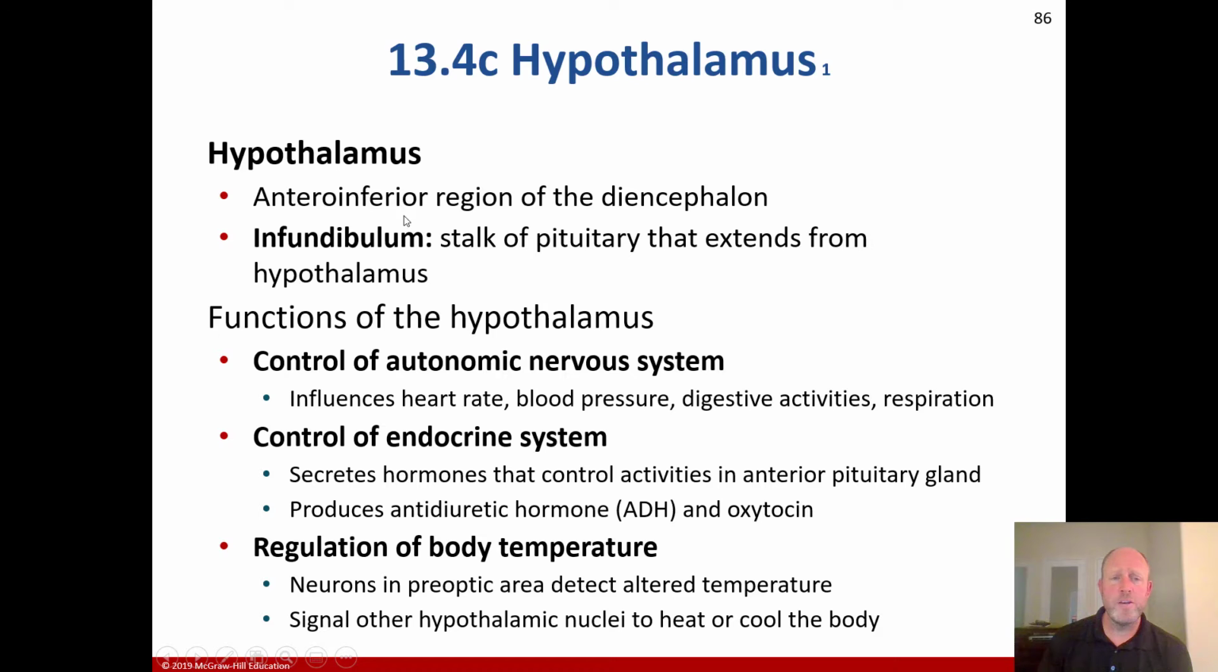The hypothalamus is the anterior-inferior region of the diencephalon. The infundibulum is the stalk of the pituitary that extends from the hypothalamus. The functions of the hypothalamus are control of the autonomic nervous system, remember our subconscious or unconscious control, we should say, which influences our heart rate, blood pressure, digestive activities, and respiration. The control of the endocrine system, which secretes hormones that control activities in the anterior pituitary gland, produces the antidiuretic hormone and oxytocin. And the regulation of body temperature. Neurons in the preoptic area detect altered temperature and signal other hypothalamic nuclei to heat or cool the body.